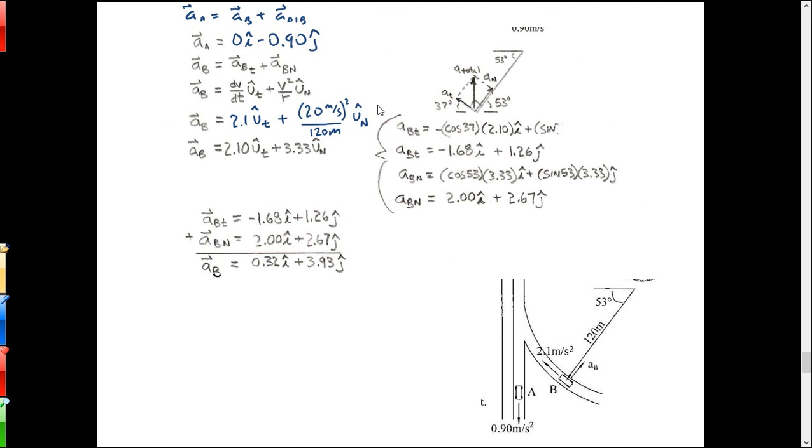Now, the next thing we want to do, though, is get that and turn it into an XY coordinate system, okay? Because we've got normal and tangential, but we want to do our relative stuff. We want XY, which is an i, j coordinate system, I should say, i, j unit vectors. So again, we've got to do a little bit of trigonometry here. So what do we got? Just like before, we've got 53 degrees down here, and that leaves 37 degrees up above.